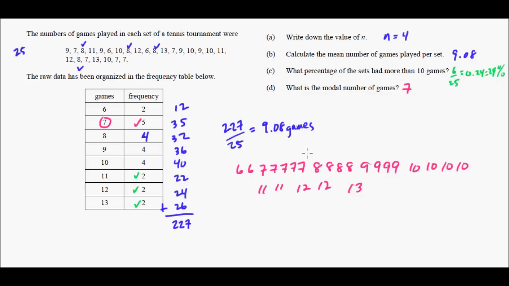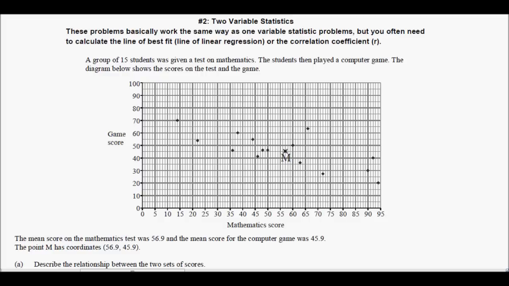Let's move on to 2 variable stats. Okay, so for part 2, we're going to go over 2 variable statistics. These problems basically work the same way as 1 variable statistics. You just need to calculate the line of best fit and correlation coefficient, and I'll show you how to do all that. A group of 15 students was given a test on mathematics.